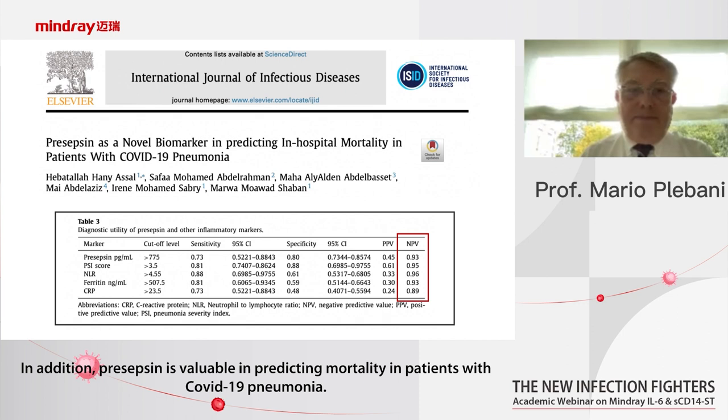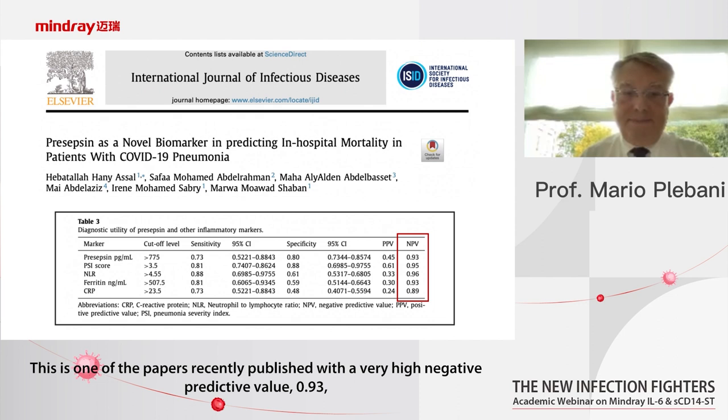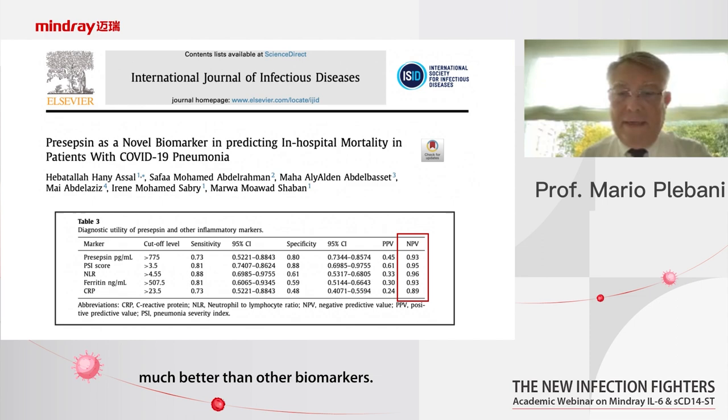In addition, presepsin is valuable in predicting mortality in patients with COVID-19 pneumonia. This is one of the papers recently published with very high negative predictive value, 0.93, much better than other biomarkers.